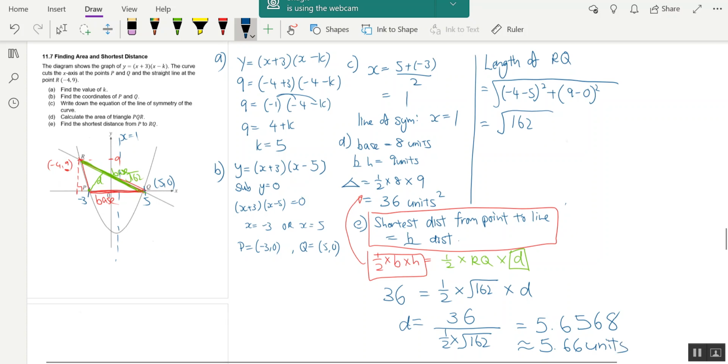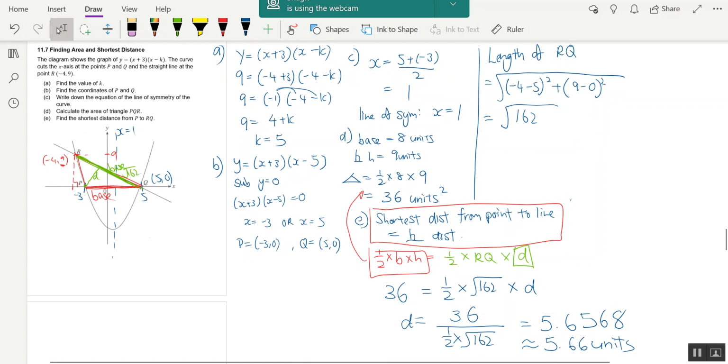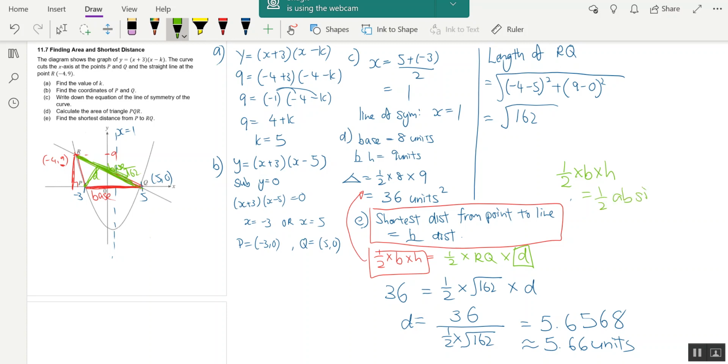Okay, so when the question is asking for the shortest distance, we are always using the area of triangle. Half times this base times this height is equals to half times this base times this height. Okay, if you are doing it from the trigo point of view, it's the same. We are going to use half times base times height equals to half AB sine C. This you can check out more in the trigo revision.